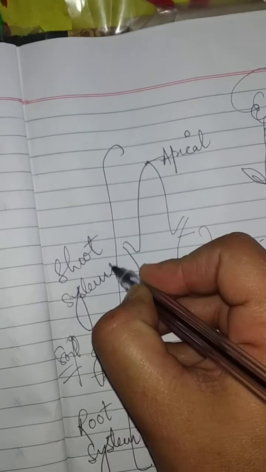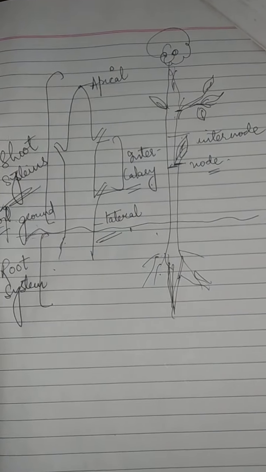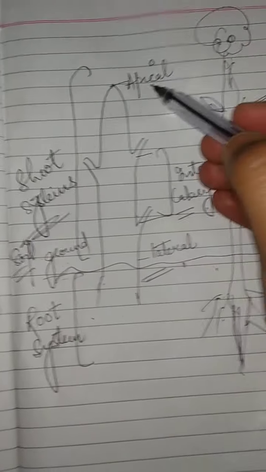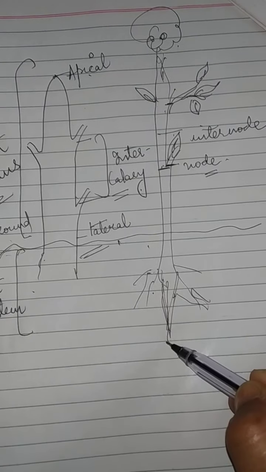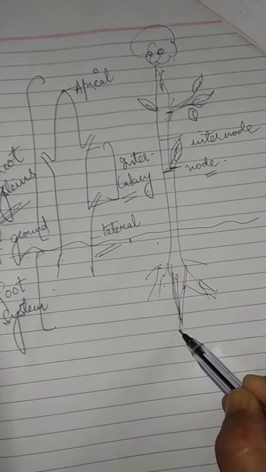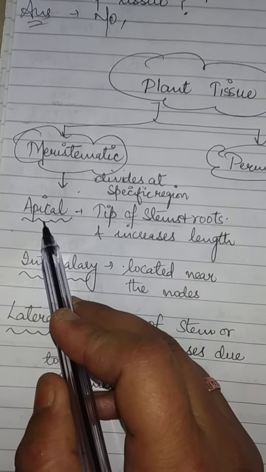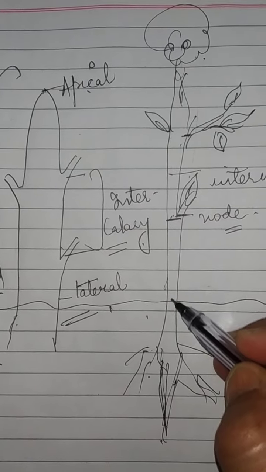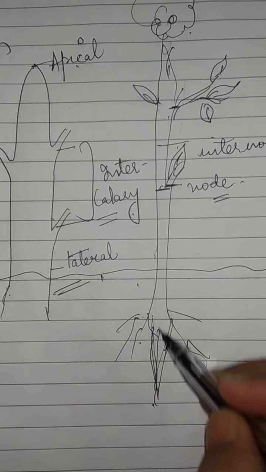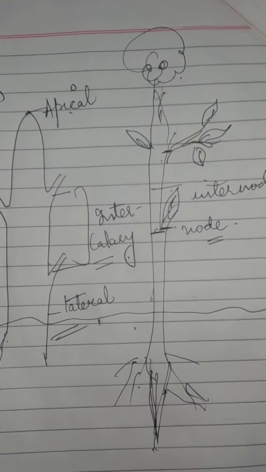Shoot system consists of many parts of the plant, right? So first is apical, the tip of the stem and tip of the root, which is showing growth just because of apical meristematic tissue. One more function of apical meristematic tissue is that it increases the length of the stem. How deep the root is depends upon the length of the shoot system, meaning the stem.